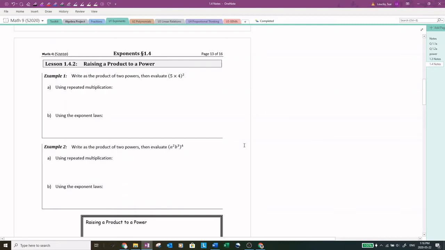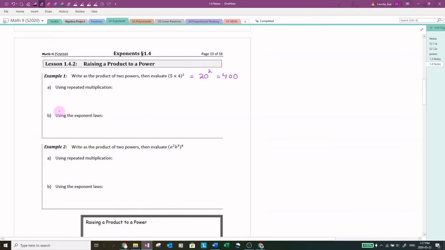So if I gave you a question that said 5 times 4 all squared, you would follow your order of operations and do what's inside the brackets first. So this would become 20 squared, which is 400. And that's all well and good when you have numbers, but if somebody throws letters in there, this doesn't work anymore. So we need a technique that will work with letters as well.